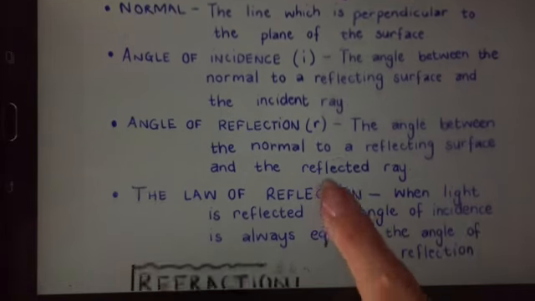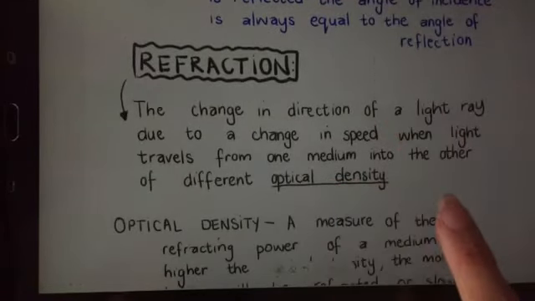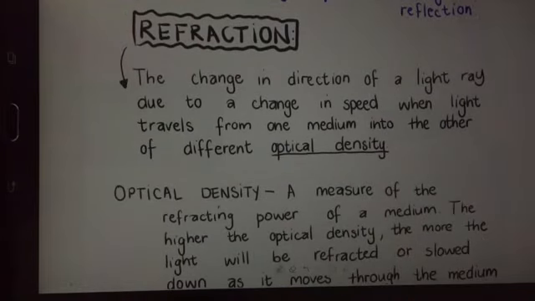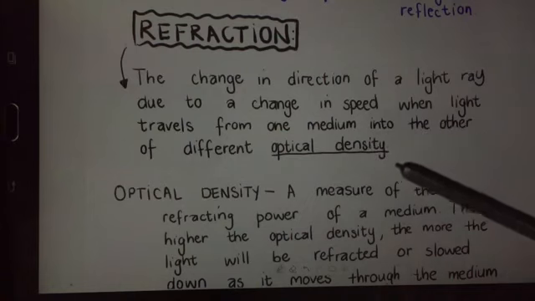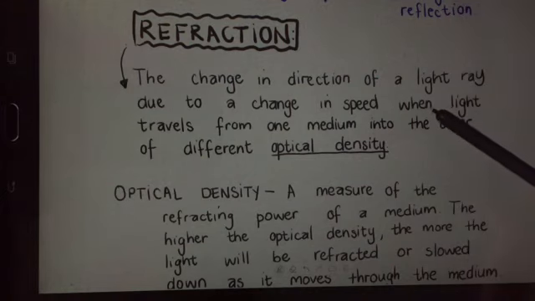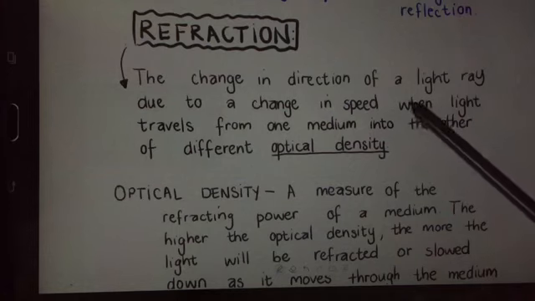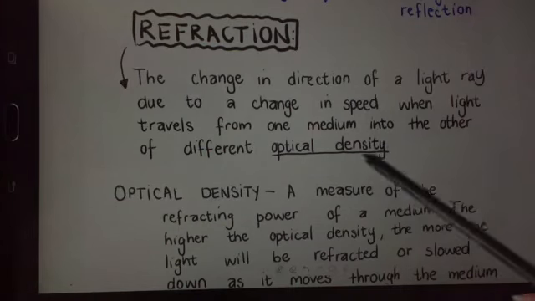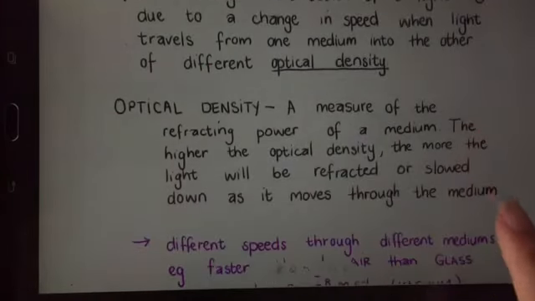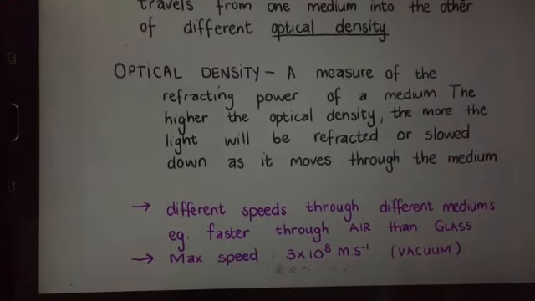Right, then what about refraction? So firstly, our definition from the guidelines: the change in direction of a light ray due to a change in speed when light travels from one medium into the other of different optical density. So you can see that with refraction, it's about the bending of light. That's how it's also sometimes described, because there's a change in direction. In this definition, they also talk about optical density. So of course, there's a definition for that in your guidelines as well.